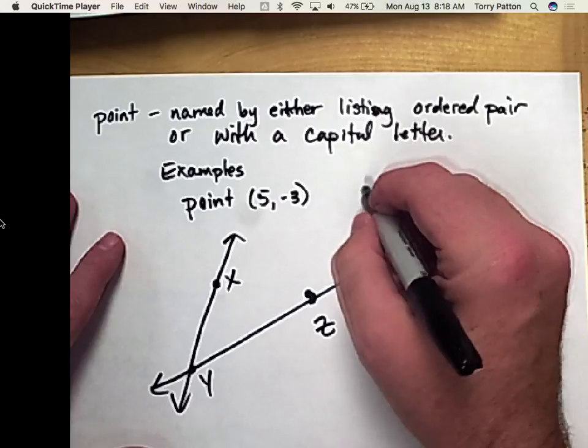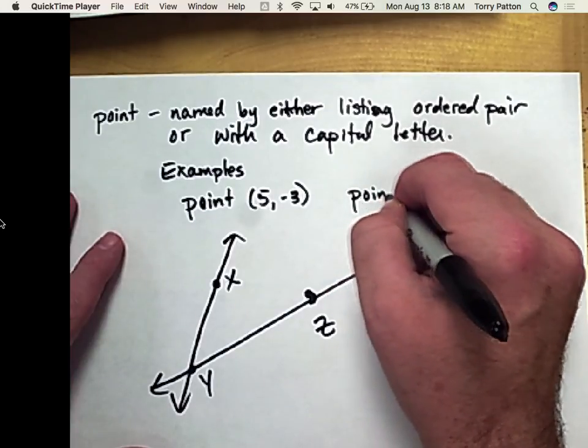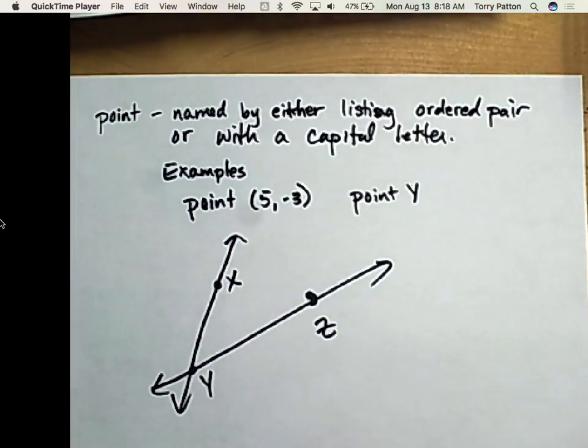you could say point Y. And what would that mean? If you said point Y, that would mean this specific dot right here that's labeled Y. Okay? We don't know the ordered pair because it's not placed in a coordinate plane, but we know it's that point. All right? Would it make sense to say point XY?